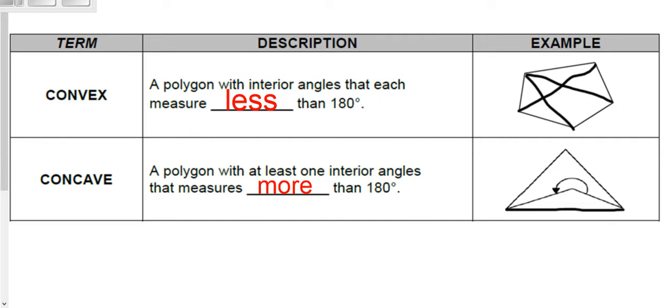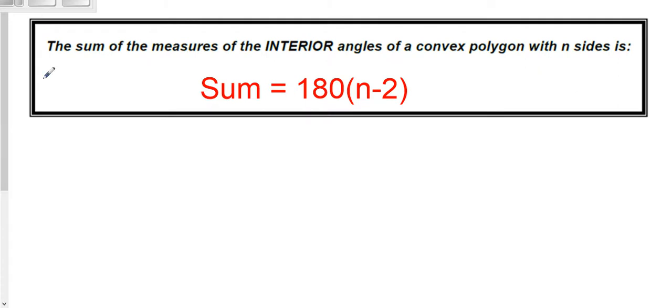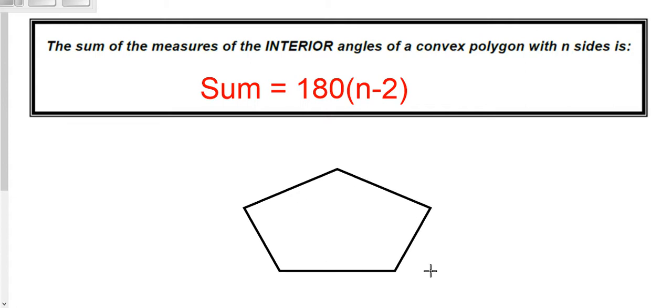Now we come to the important stuff. You have a little block, but you don't have the formula in here. It says the sum of the measures of the interior angles of a convex polygon with n sides is. So sum means all of them adding up. I'll draw a little polygon here. The interior angles are these ones inside here. Here's one of them, and here's another one. This one has 5 sides, so it has 5 interior angles. It's a pentagon.